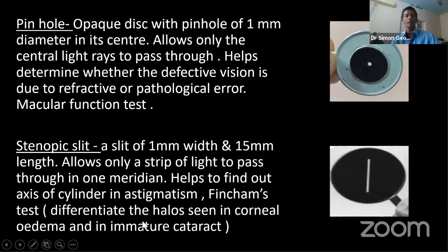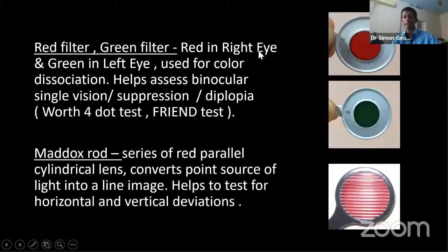Okay. Now coming to red and green filters, as Dalia Madam has already mentioned, the red filter is put in front of the right eye, and the green filter is put in front of the left eye. And this is used for color dissociation, and it is used to test binocular vision, to test for suppression, diplopia, and Madam has already mentioned these two tests. At least the word for dot test has already been mentioned by Dahlia Madam.